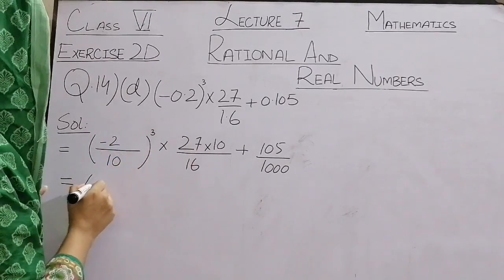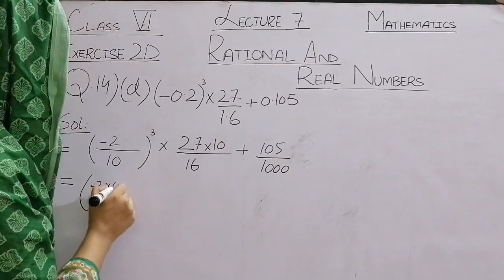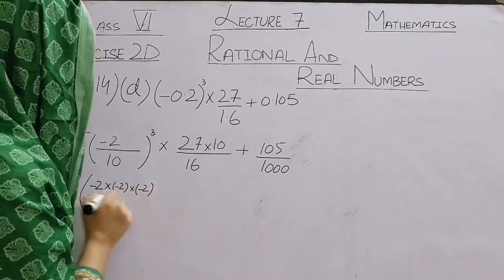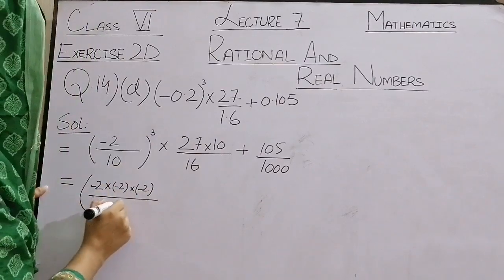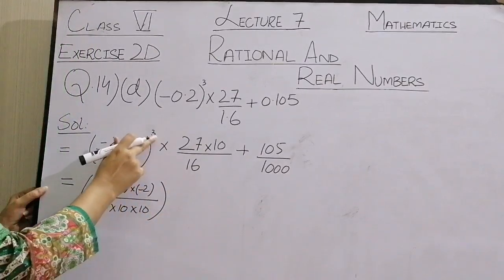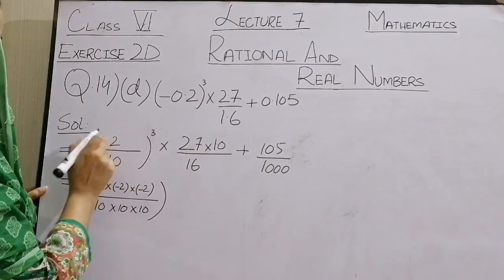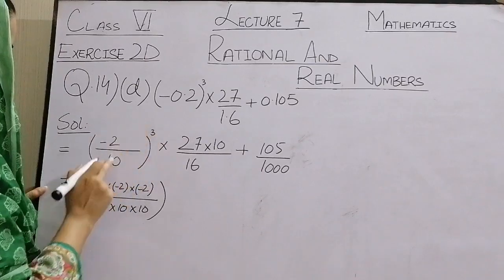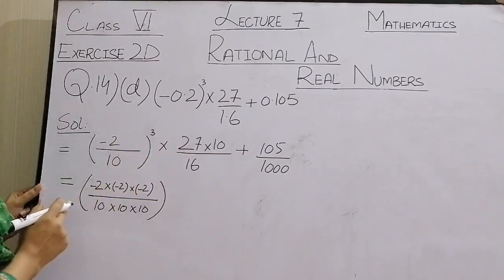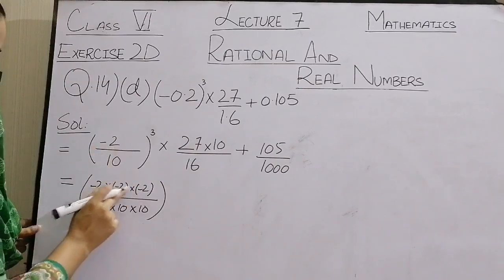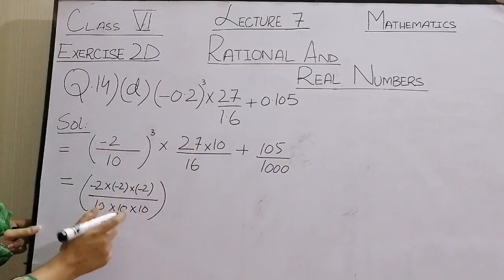Solve the cube. Minus 2 into minus 2 into minus 2, 10 into 10 into 10. Since power 3 is outside the bracket, it means 2 carries this power 3, minus carries this power 3, and 10 also carries this power 3. We have to write minus 3 times, 2 3 times and 10 3 times.